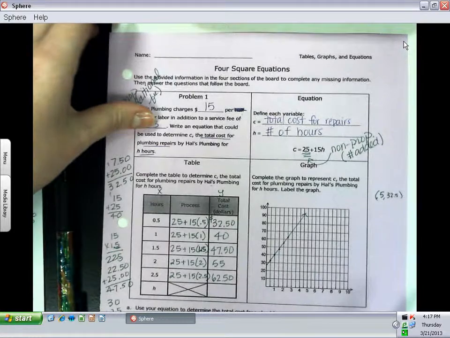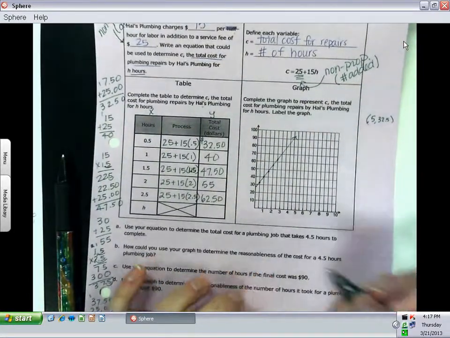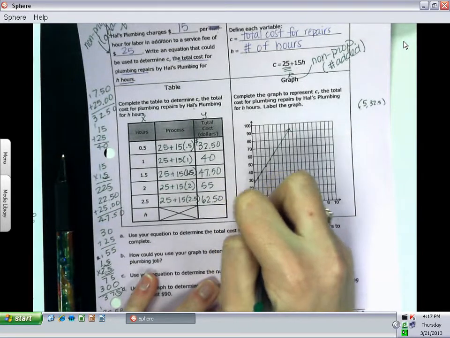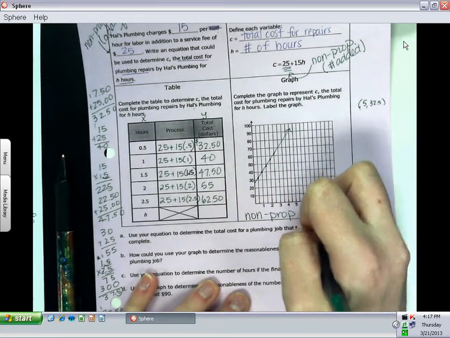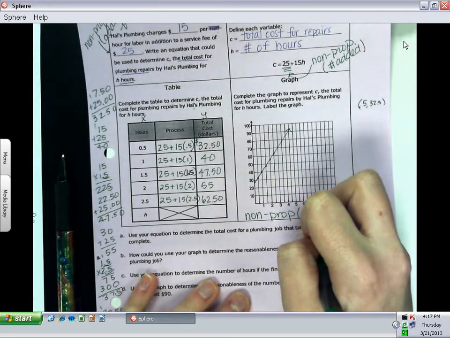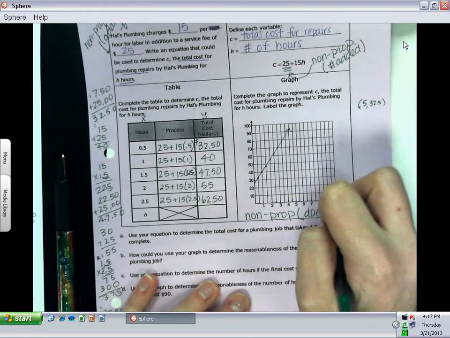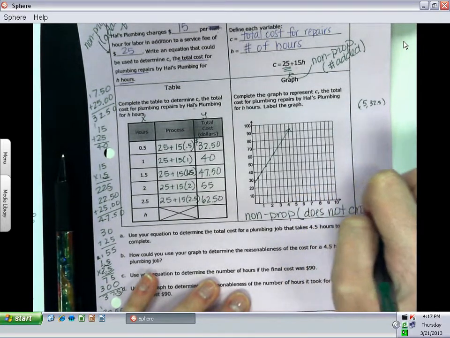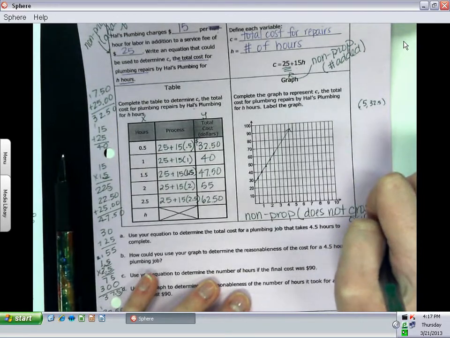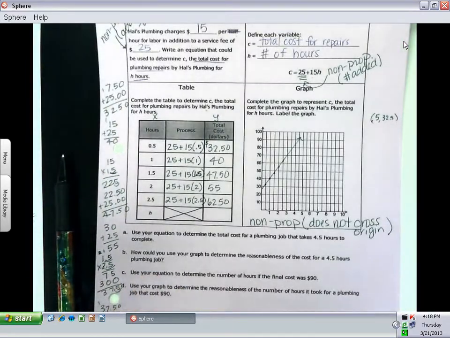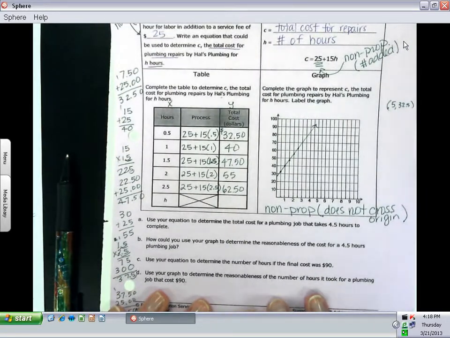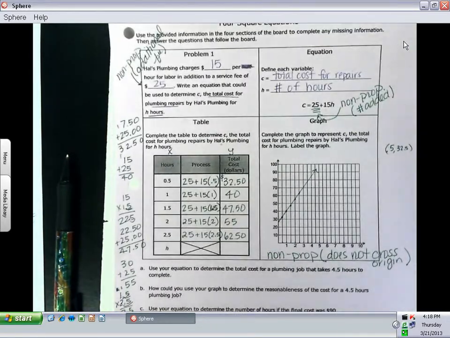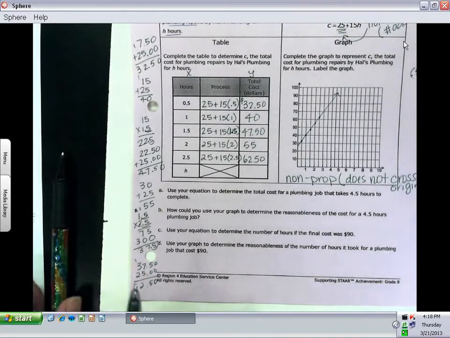So when I look at this and I want to think about, is my graph proportional or non-proportional? My graph is non-proportional. And it is because it does not cross the origin. Remember, a proportional graph has to go through the origin. It is a straight line, but it doesn't cross the origin there. Okay, so we've completed the 4 corners. We just need to now answer our questions.